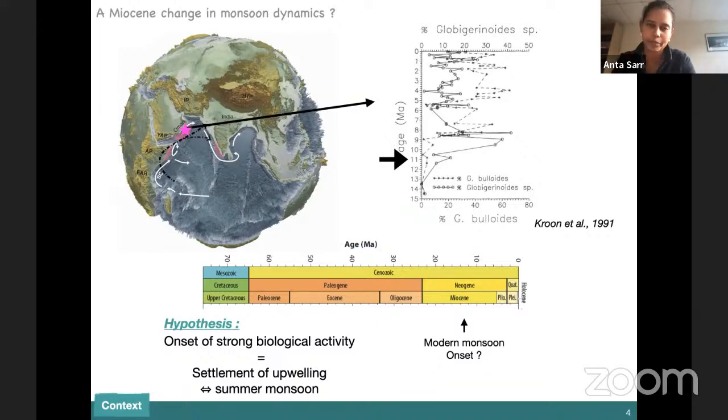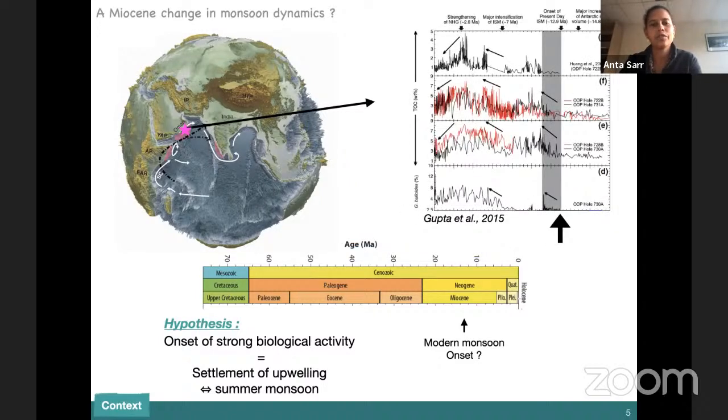The historical record is the one from De Kroon 1991. This is the top right plot, which shows the variations in the percentage of Globigerina bulloides. Here is the curve. In this paper, the authors show an increase in the proportion of these foraminifera around 10 to 8 million years ago, which they interpret as the settlement or strengthening of the upwelling system during the late Miocene.